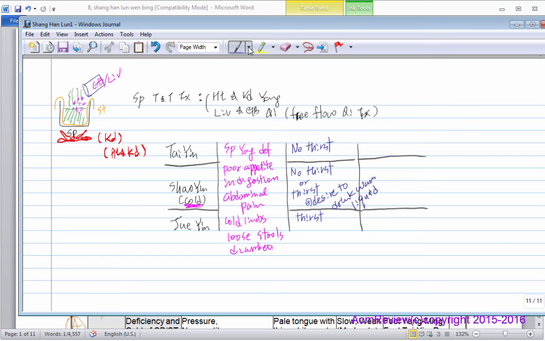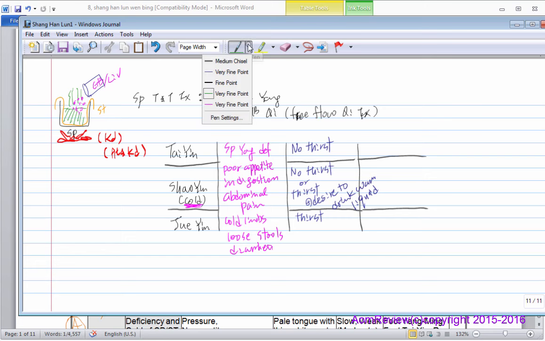So you should know, if a patient has some spleen yang deficient signs with no thirst, that's supposed to be Taiyin, showing cold. If the patient has spleen yang deficiency with thirst, that's supposed to be showing cold or drain condition, because drain condition or showing both have thirst, right? So you just keep in mind this one.